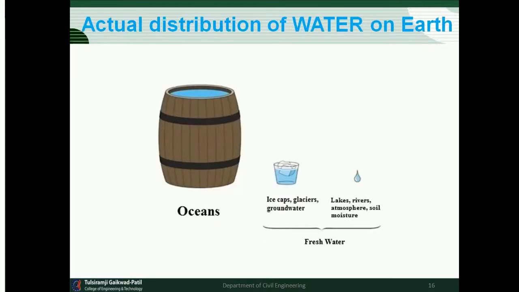So basically this is the actual distribution of water on earth, and this figure should raise an alarm in your minds about why water conservation is important for us. If a barrel full of water is available in oceans, we get a glass full of water trapped in our ice caps, glaciers and groundwater, and we get only a few drops of water for our consumption. That's why every drop matters. Hence, water conservation is the need of today's time.